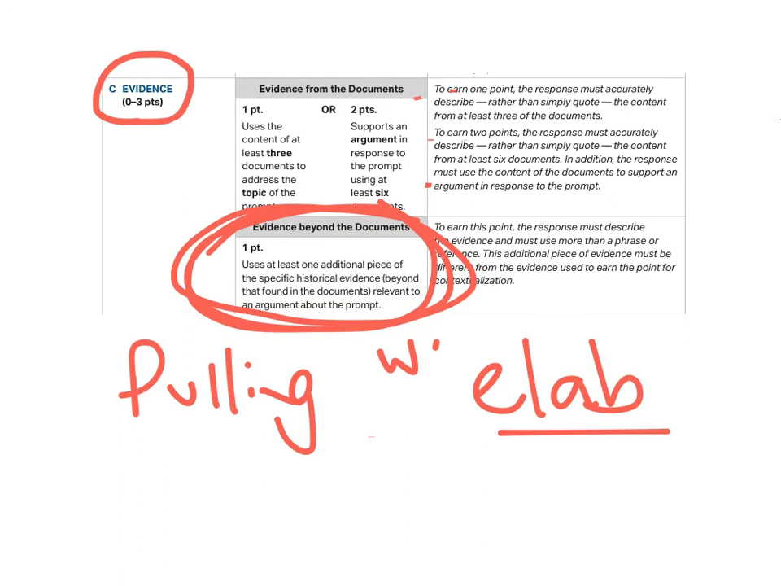Now, you can't just do it in one sentence. You need to elaborate on it, and you need to use it in connection to the actual thesis. Just because you know how many people died in a battle doesn't mean that proves anything. So that's just like name dropping. Well, at this battle, no, that's just cute information, but that doesn't prove anything. Your outside evidence has to prove something.